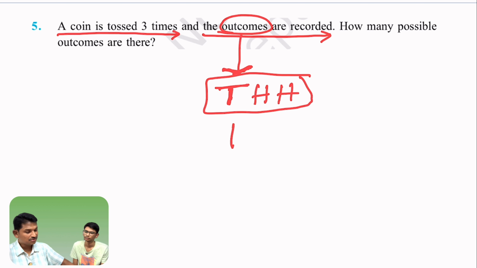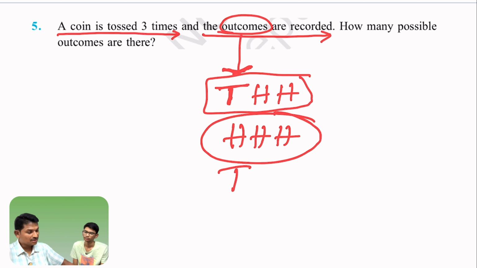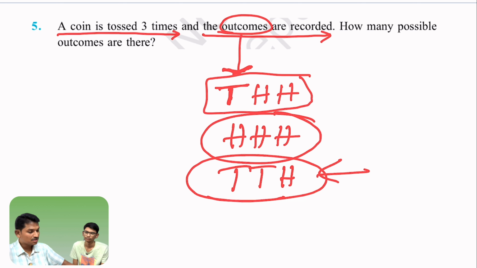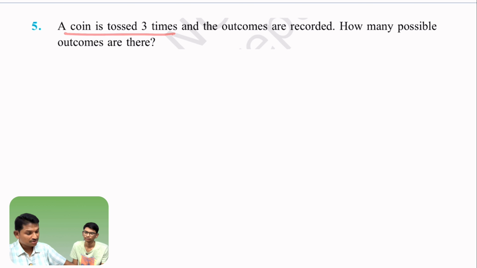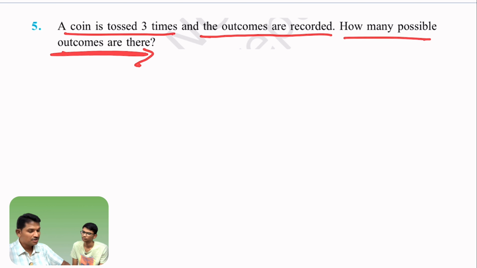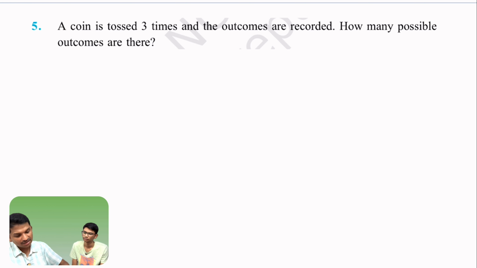It can be like this also. First one head, second one head, third one head. First one tail, second time tail, third time head. These are all what? Outcomes. A coin is tossed 3 times. The outcomes are recorded. How many possible outcomes are there? You understand? How many possible outcomes are there? This is not like the arrangement of earlier problems. Just answer. What is your idea? No idea. Right? No problem.